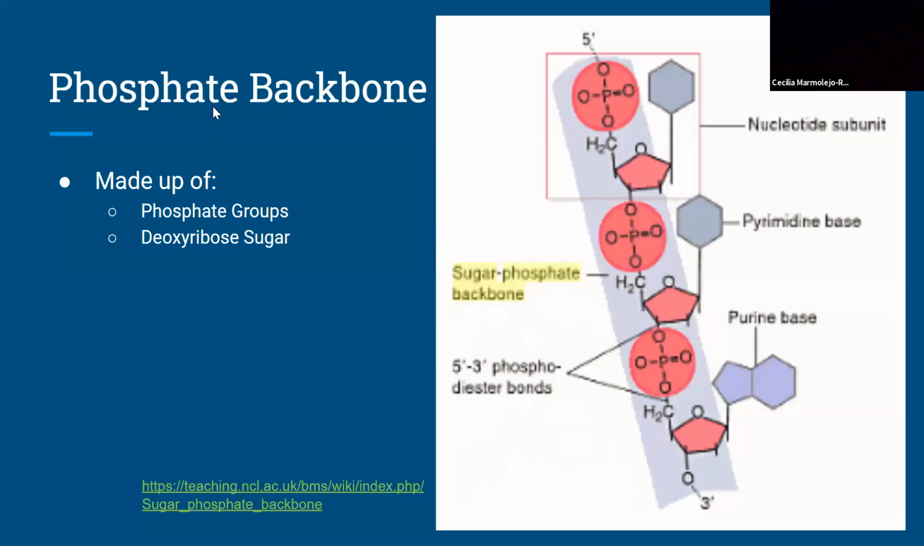And looking more into the phosphate backbone, it is made of phosphate groups and deoxyribose sugars. Deoxyribose sugars contain 5 carbons, which help it bind and bond to the phosphate groups. And the phosphate groups are negatively charged.